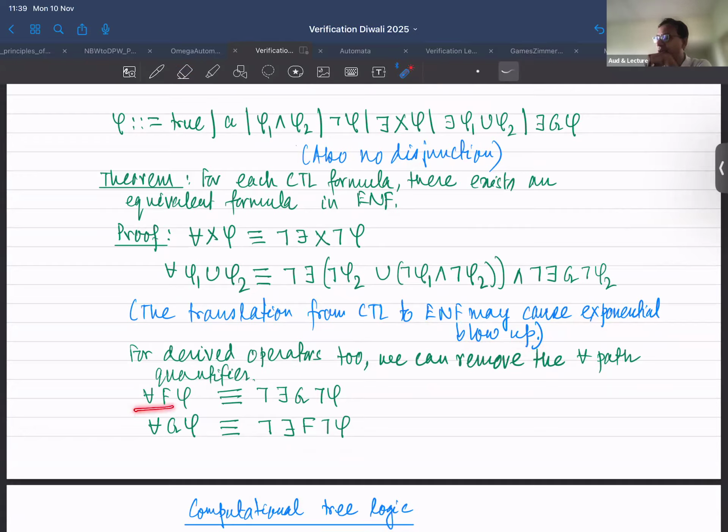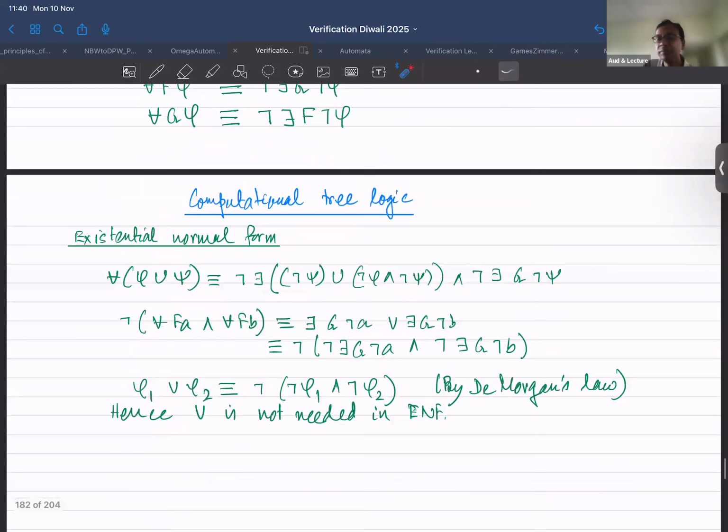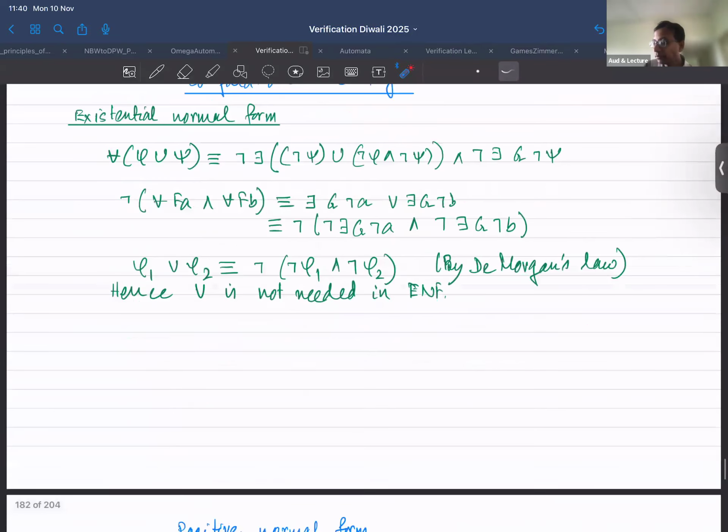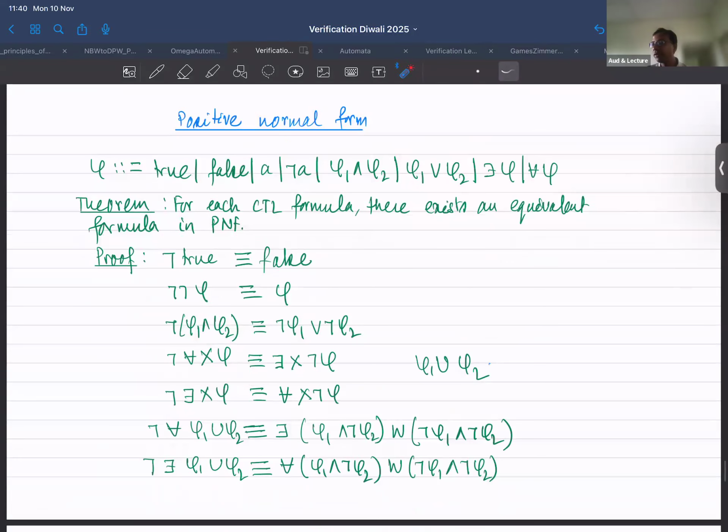And similarly, for all F, for all G, all these things you can essentially write in the ENF, the existential normal form. Okay, clear? So any question on these parts so far? No. Okay, good. So now we also looked at the positive normal form.